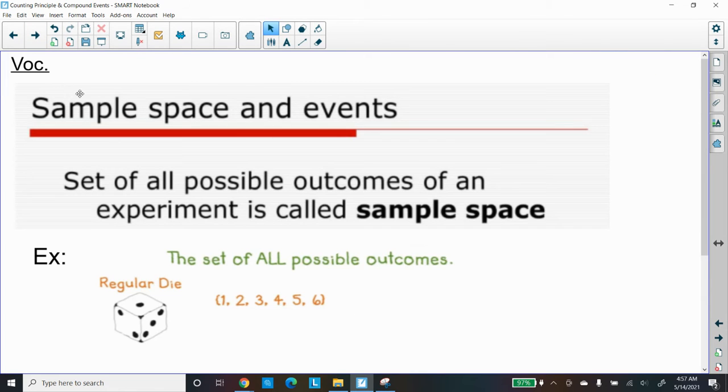When we're talking about all those possible outcomes, we're talking another way of saying sample space. That's the set of all possible outcomes. For example, if you have a dice cube, a die, it has 6 numbers on it. Those numbers are 1, 2, 3, 4, 5, and 6. Those are all of the possible outcomes that can occur when you roll that dice cube.